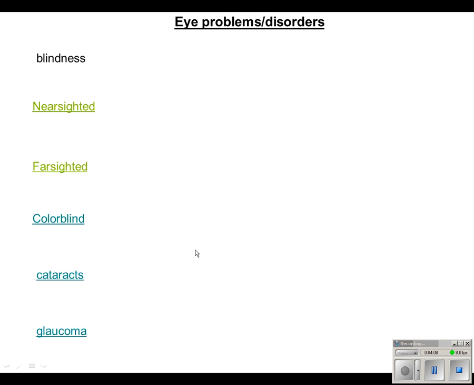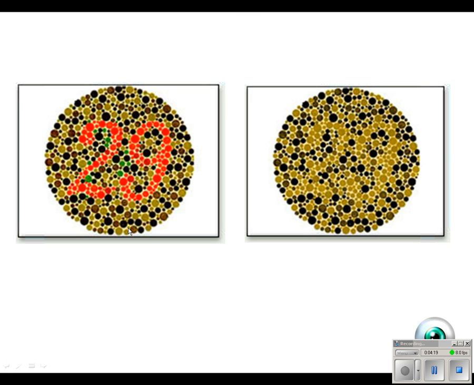And sometimes people with astigmatism used to have trouble getting contact lenses because the curvature of their cornea was different, but now they make them to adjust. Someone that's colorblind can't see certain colors. So you can see the 29 in this image here, but some people may not if they have a red-green color blindness, and they may see just blank, which you see in the next one.